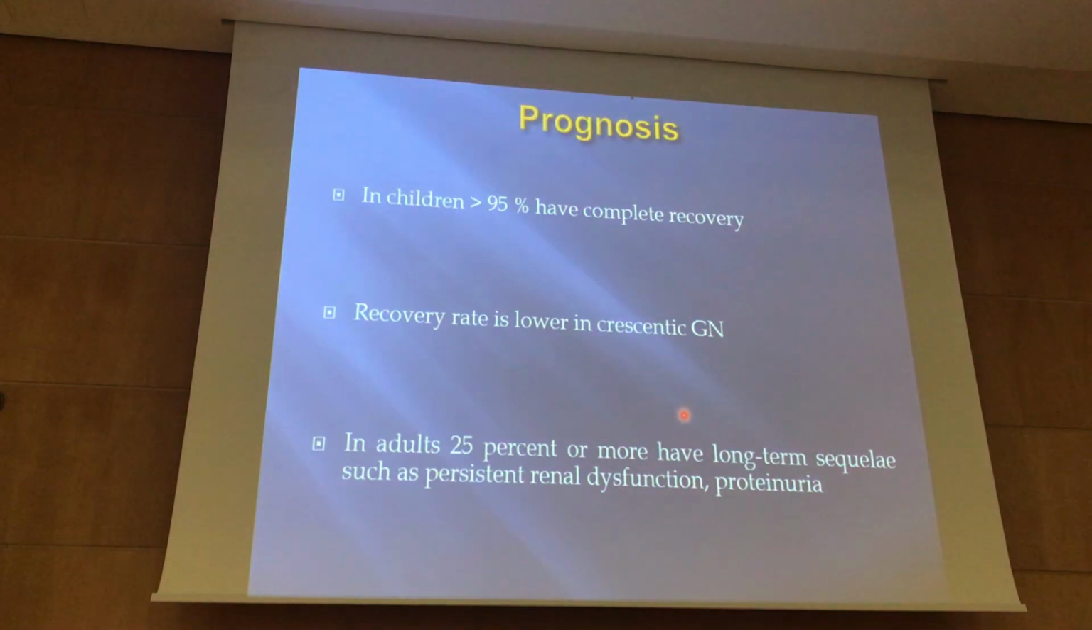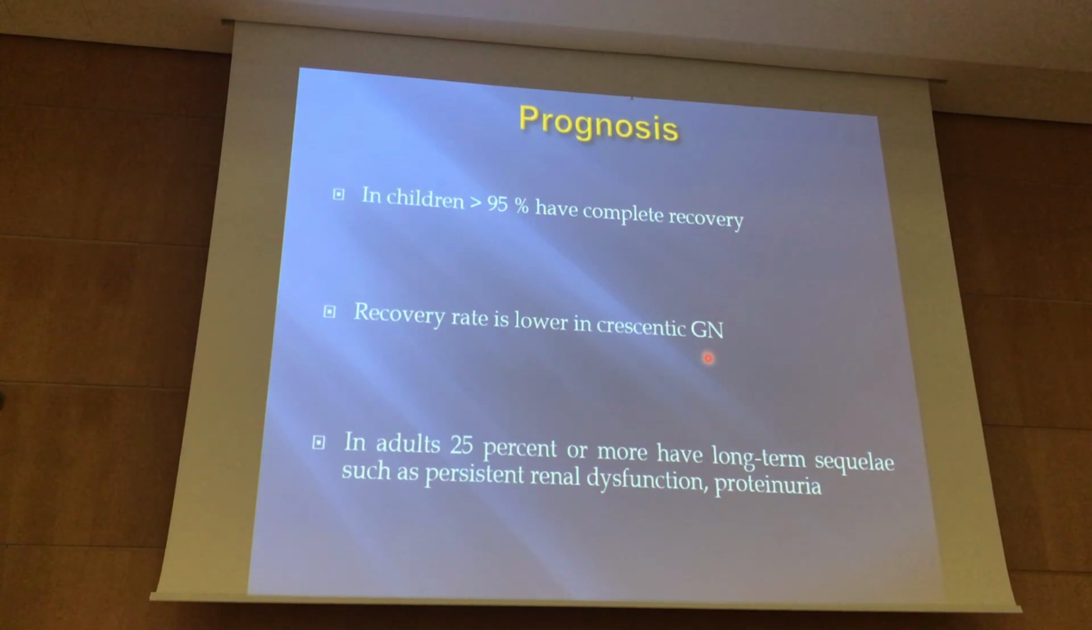Now prognosis, as you know, 95% recover completely. Recovery rate is lower in the crescentic one. Yes, when crescentic or rapidly progressive disease occurs, then the recovery will be a little lower. In adults, 25% or more have long-term sequelae, such as persistent renal dysfunction and proteinuria, right? So they take a longer time, not like children who recover quickly, but they take a little longer time.